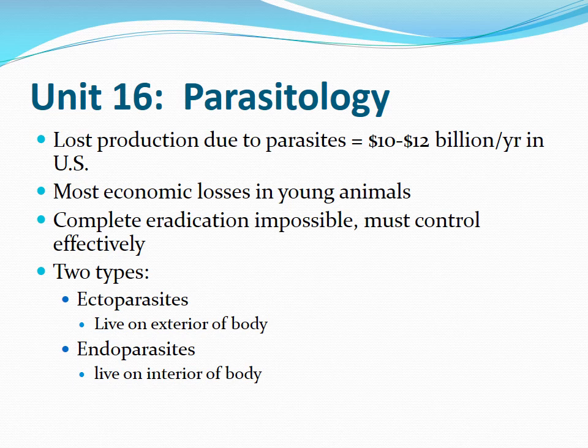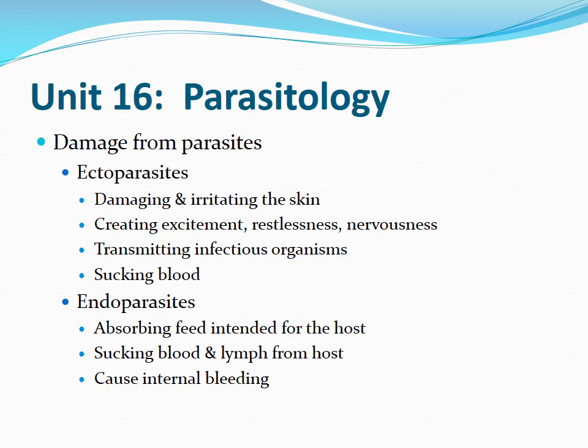Two types of parasites that we're going to be talking about: ectoparasites, which are parasite problems that live on the exterior of the body, and endoparasites, which are interior body problems. So when we look at damage caused by parasites, with ectoparasites it is mostly damaging and irritating the skin. They may create all kinds of problems, whether it's nervousness or excitement or restlessness or lots of extra walking around, or even running around trying to get away from flies and things of that nature. The other problem that can develop is transmission of infectious organisms. Think like West Nile disease in horses, for example, or sucking blood, think flies, that may cause restlessness with cattle.